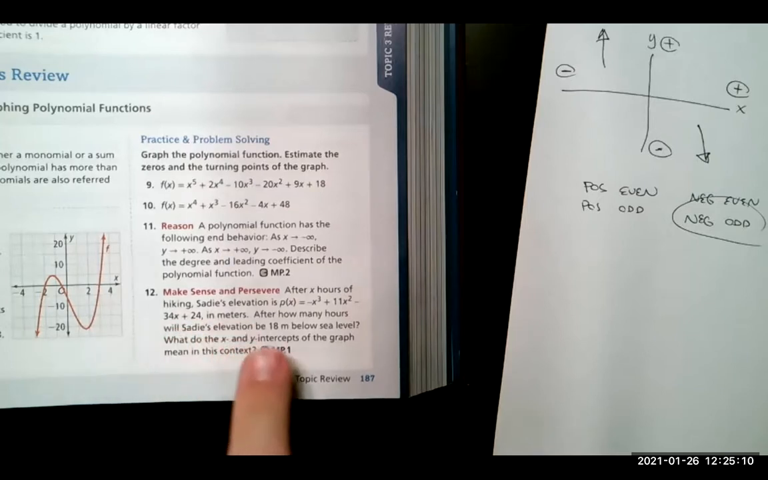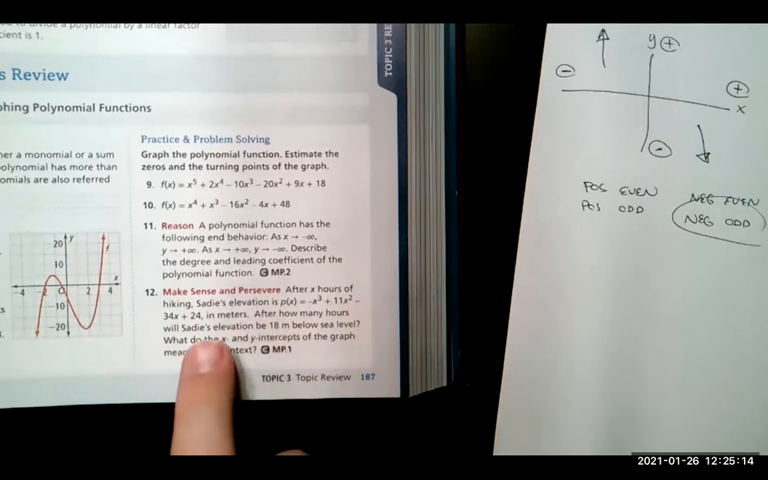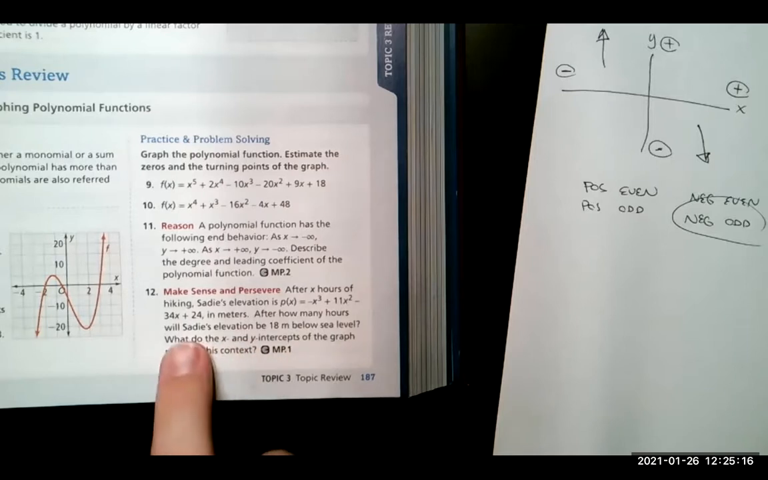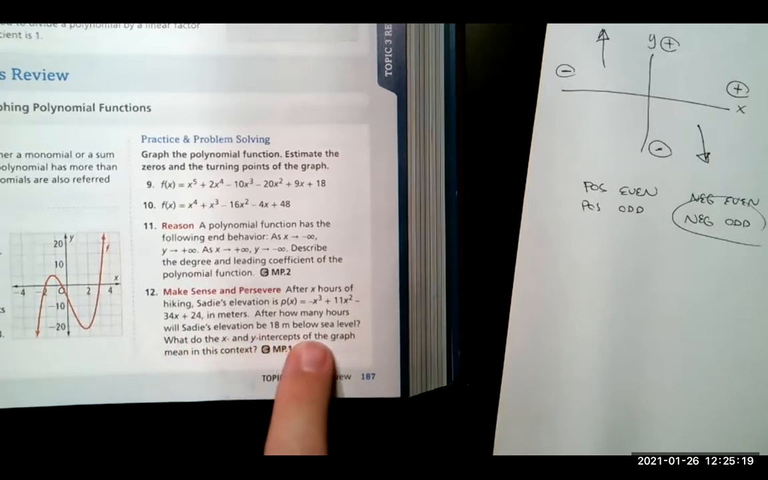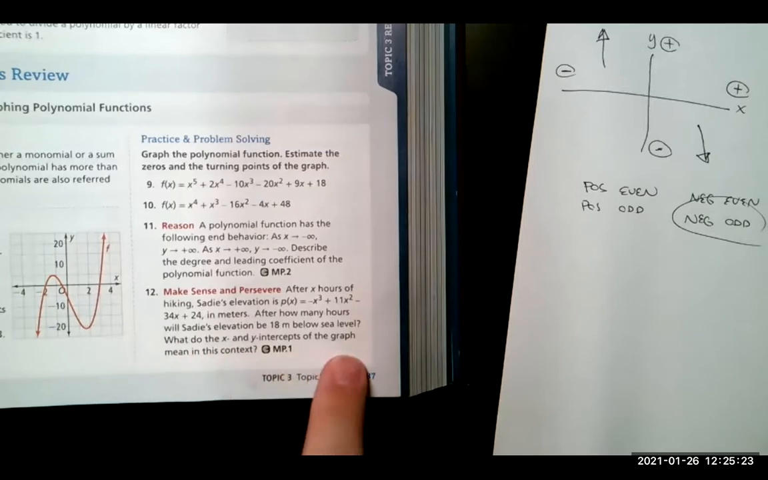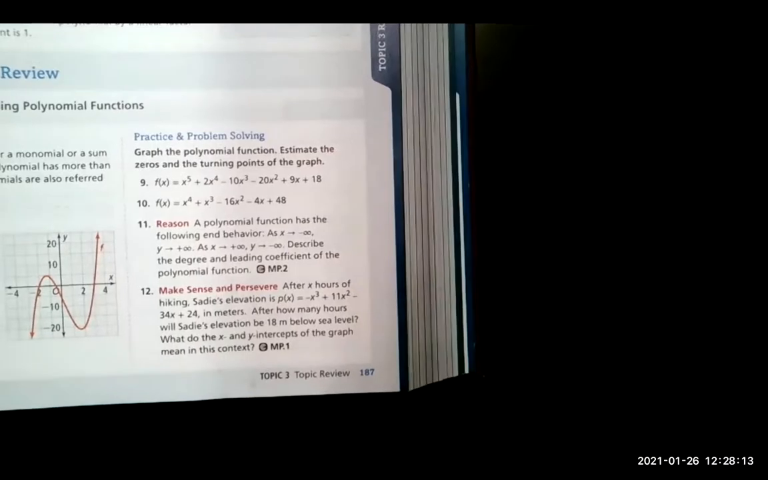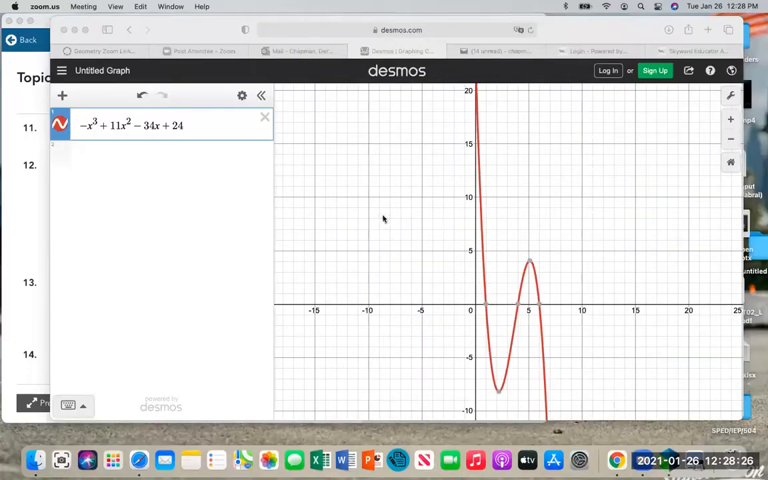Number 12, make sense and persevere. After X hours of hiking, Sadie's elevation is P of X in meters. After how many hours will Sadie's elevation be 18 meters below sea level? What do the X and Y intercepts of the graph mean in this context? So what I'm going to do with this problem, just like I encouraged you at the beginning, this is talking about graphing this function. So I'm going to graph this in Desmos and see what I get. So let's head over there.